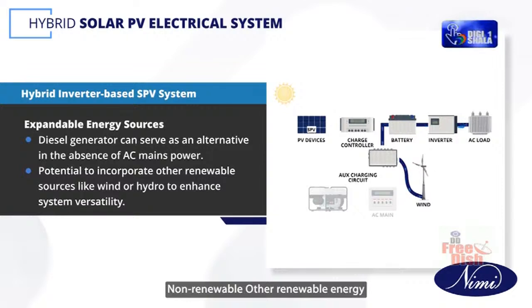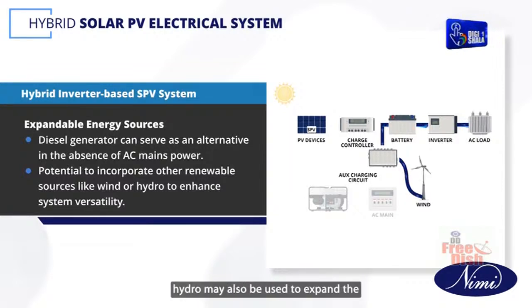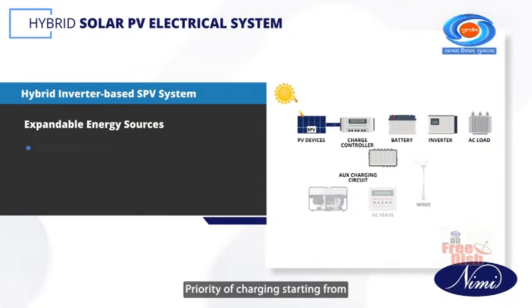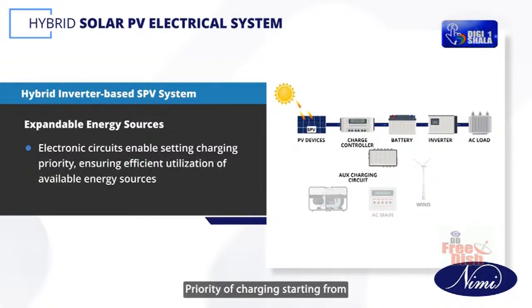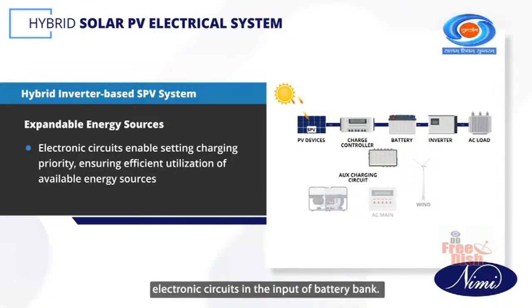Other renewable energy sources such as wind or hydro may also be used to expand the scope of hybrid SPV systems. Priority of charging, starting from 1 for solar energy, followed by other sources, can be set by including electronic circuits in the input of the battery bank.